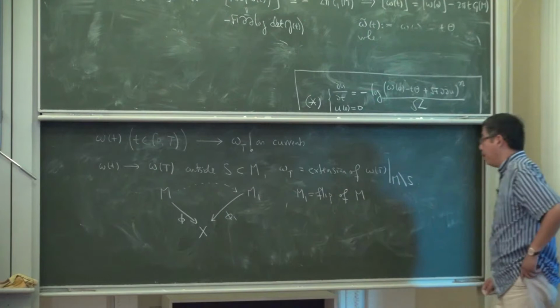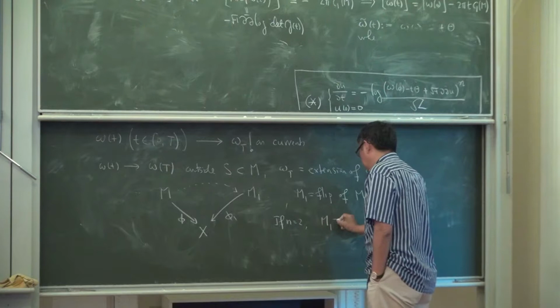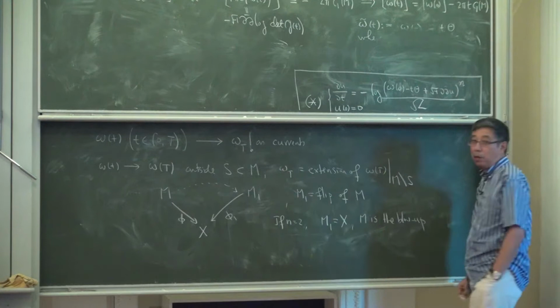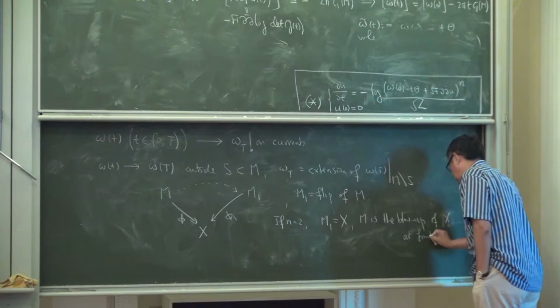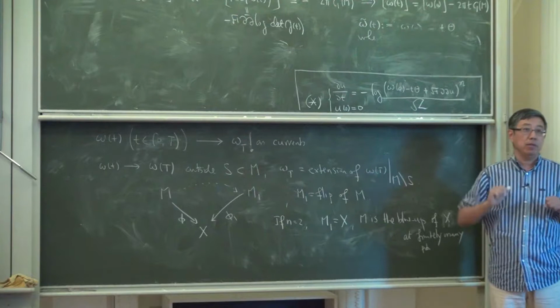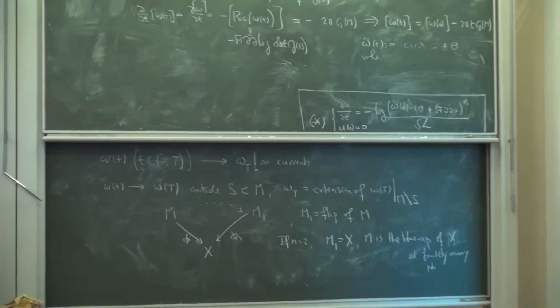So in case n is 2, complex dimension is 2, then this M1 is just X. And M is just a blow up of X at finitely many points. In the two dimensional case, of course, the geometry is also simpler. So topologically, what we did here is you do some connected sum with a complex CP2 bar. Okay, so this is this, and there are actually many things we don't know yet.